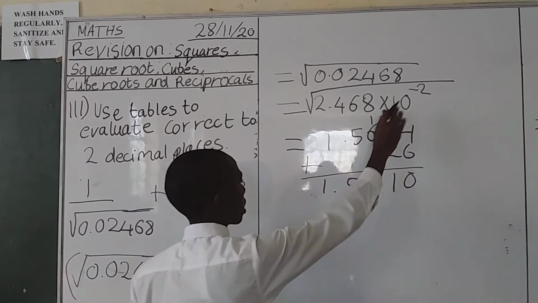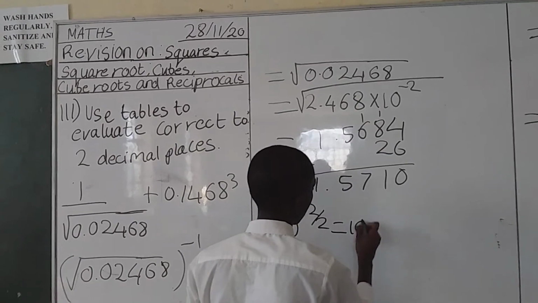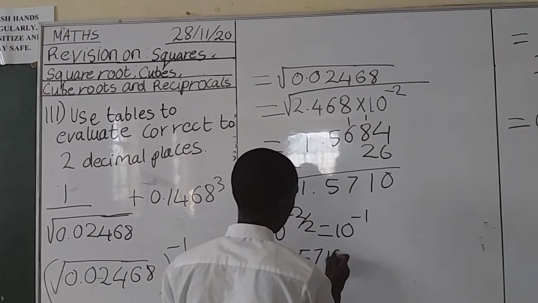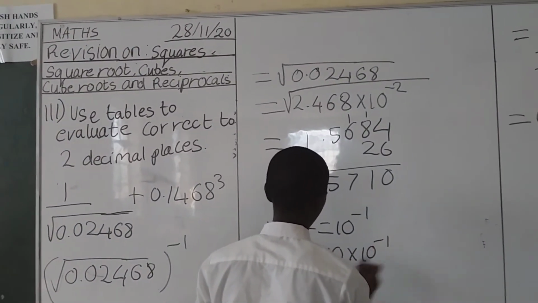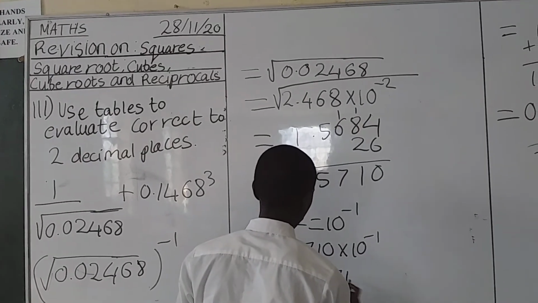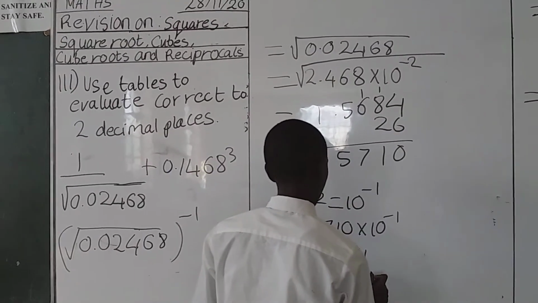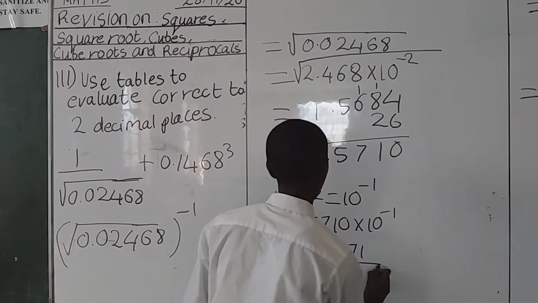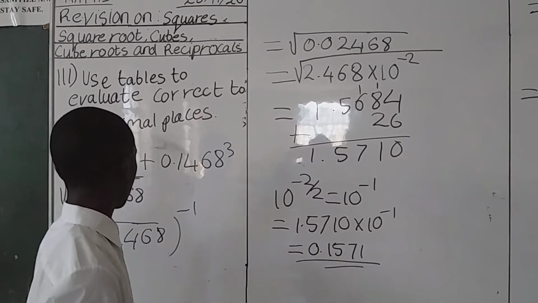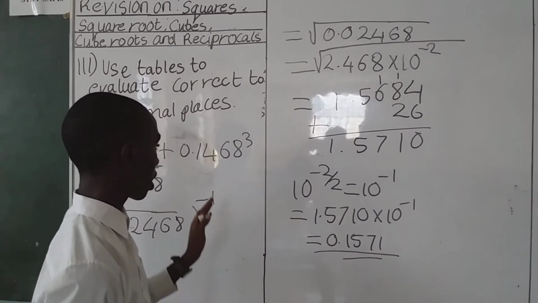Remember, we had our 10 raised to power negative 2. We divide the power by 2, we get 10 raised to power negative 1. So we have 1.571 times 10 raised to power negative 1. We have 0.1571. The 0 is not really necessary, which is the square root of 0.02468. So we continue, we get the cube of 0.1468.